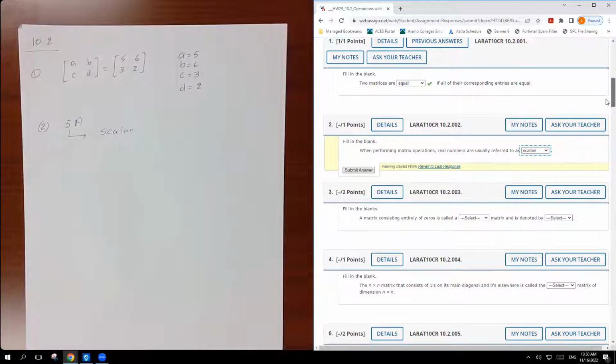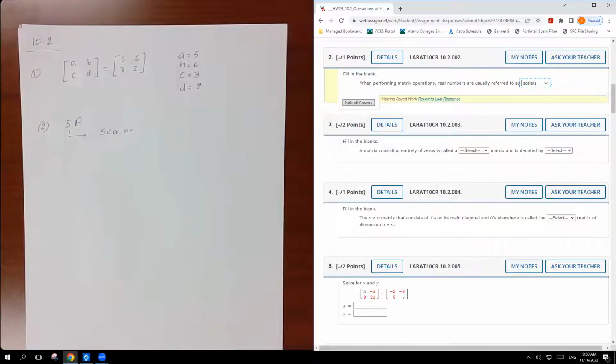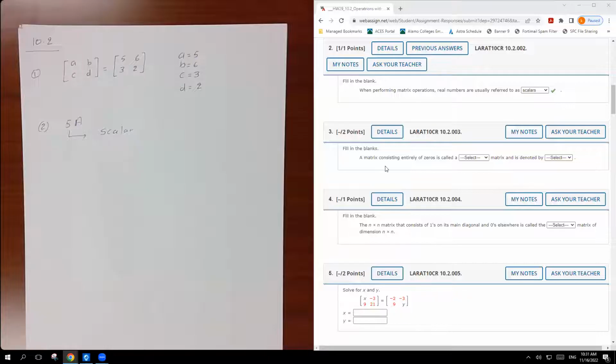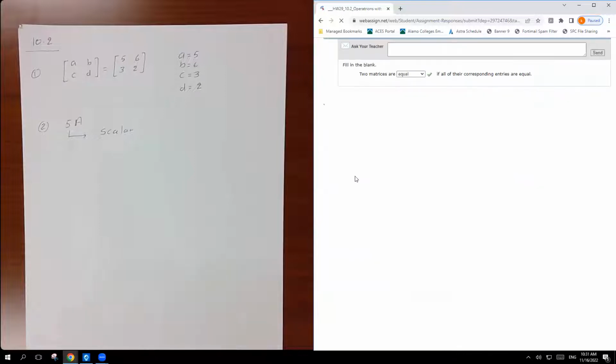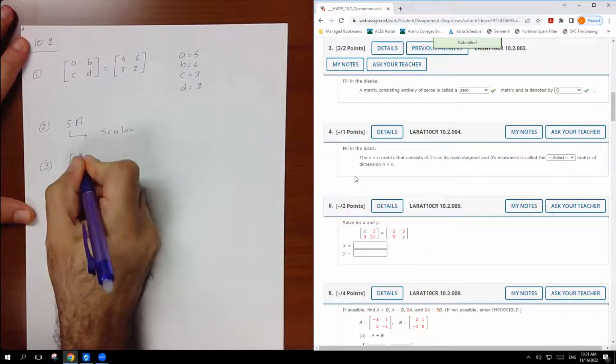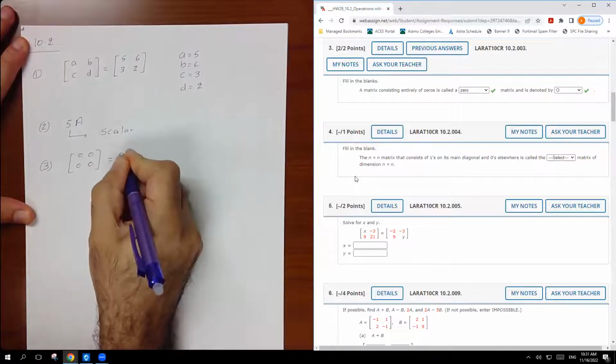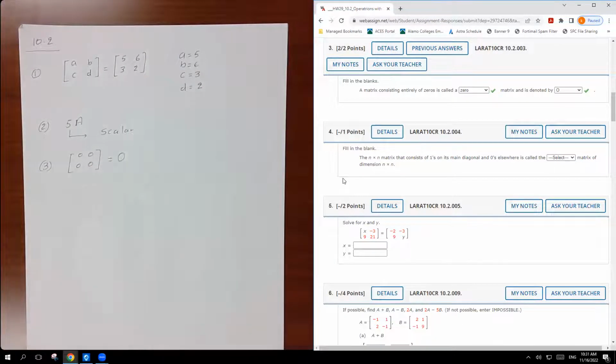For number 3, a matrix that consists of entries of all zeros is called a zero matrix and is denoted by O. So this is the zero matrix. For example, if you have this matrix where all entries are zeros, this is called the zero matrix.